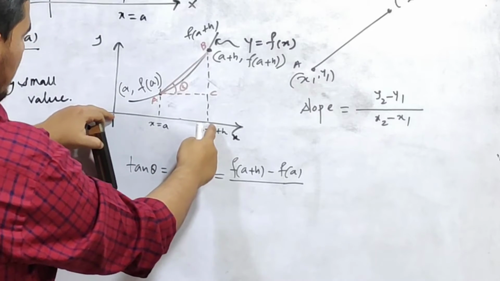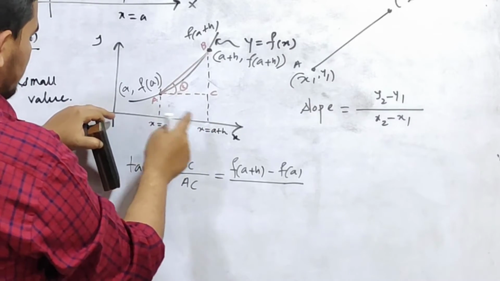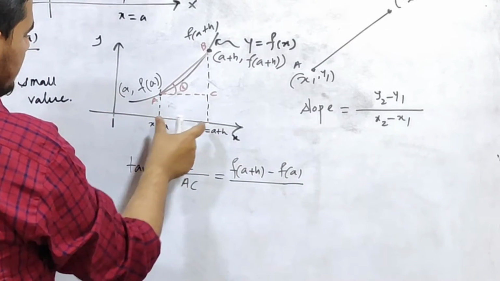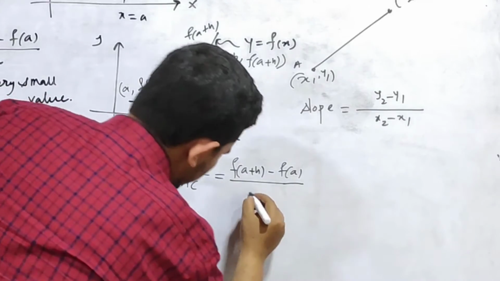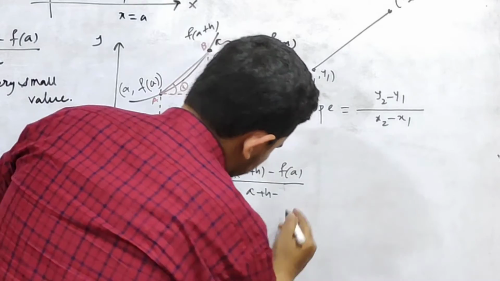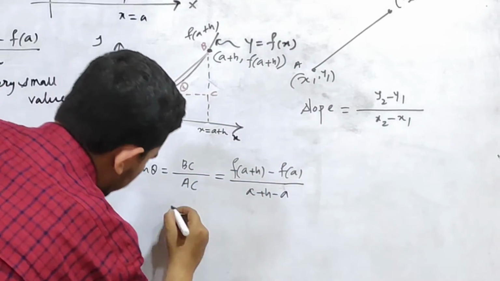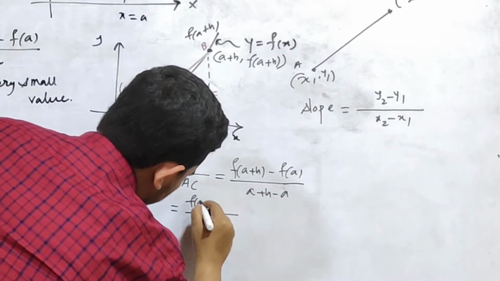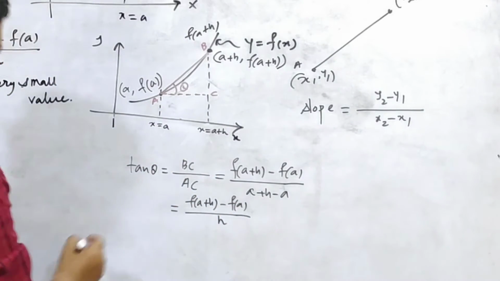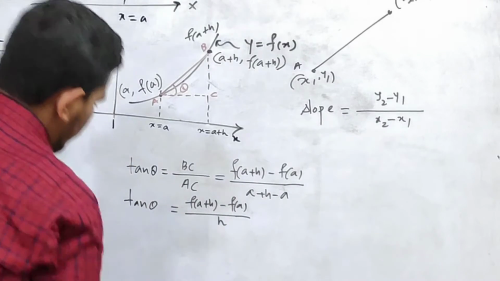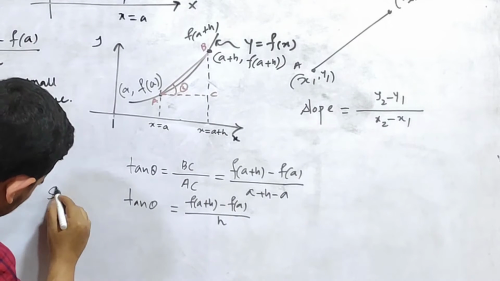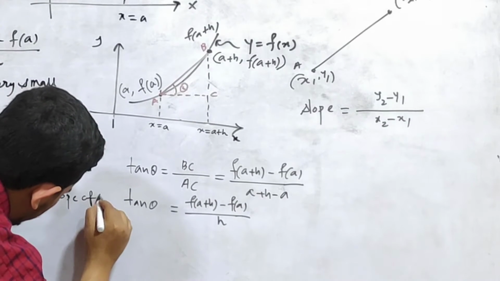this is f of A plus H, this is x equal to A plus H, this is x equal to A. So I am getting this difference as A plus H minus A. So when I am simplifying this, then I am getting f of A plus H minus f of A divided by H, which is equal to tan theta. And we know tan theta is the slope of this line AB. So this is in a way the slope of AB.